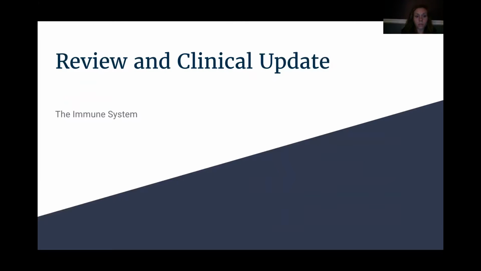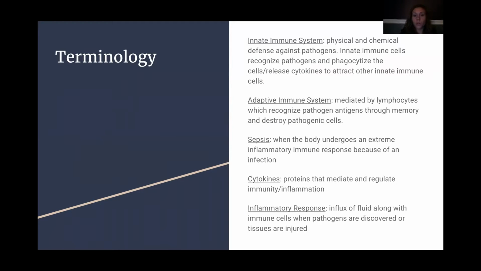I did it on the immune system because that is a system primarily involved with sepsis. So the immune system has two parts, the innate immune system and the adaptive immune system. The innate immune system acts as a physical and chemical defense against pathogens. Innate immune cells recognize pathogens and phagocytize the cells, as well as release cytokines to attract other innate immune cells to the site of infection. The adaptive immune system is mediated by T and B lymphocyte cells, which recognize pathogen antigens through memory from the innate immune system and destroy the pathogenic cells.